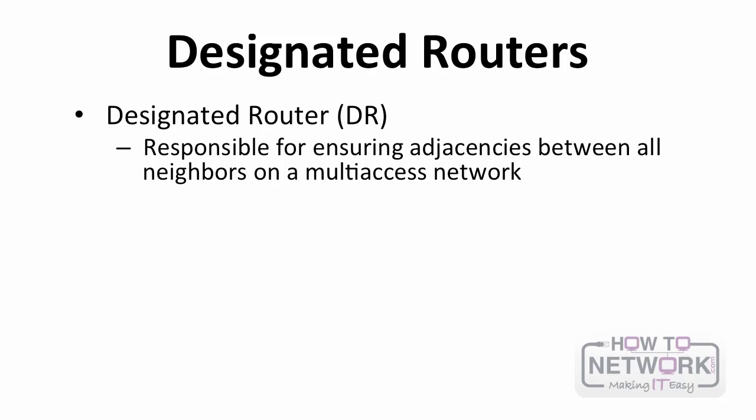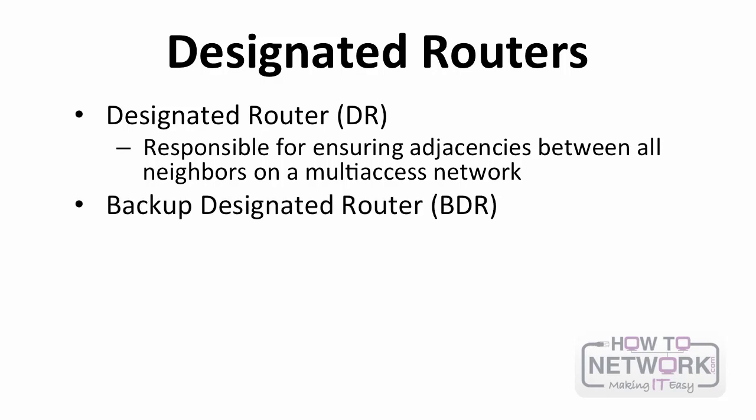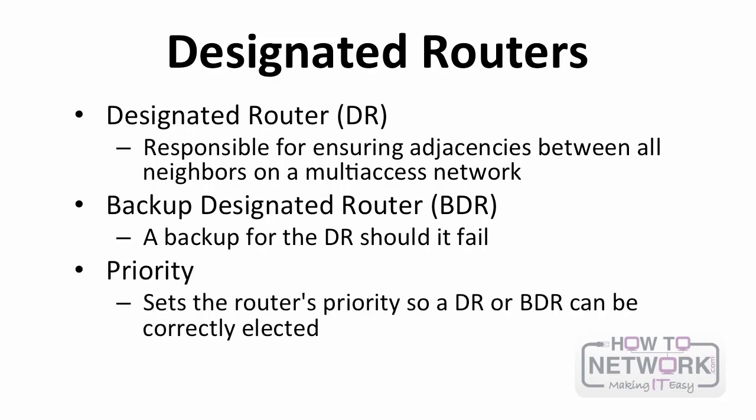And then the BDR, the backup designated router, will fill in should the DR fail. And you can set the DR and the BDR manually, and actually you should do it this way. You should set it using the priority command in OSPF. So understanding OSPF priority is key because you can manually set who the DR is and who the BDR is.